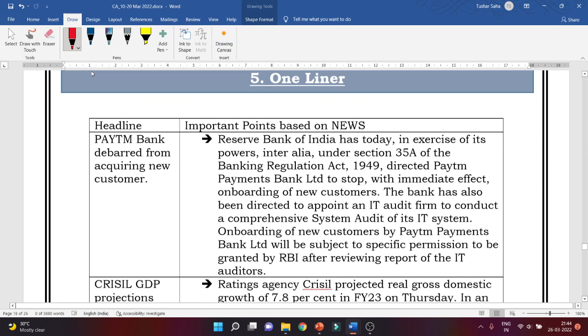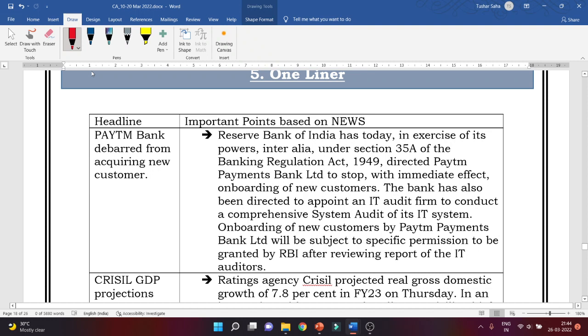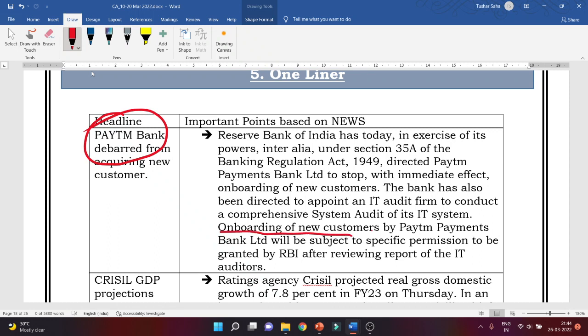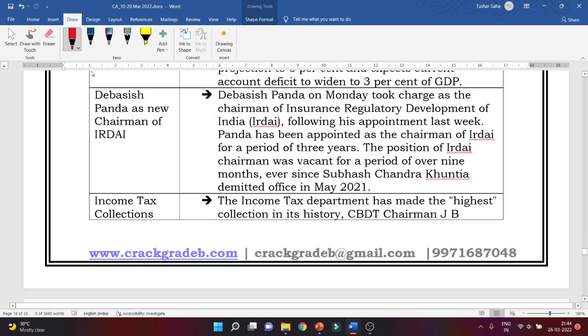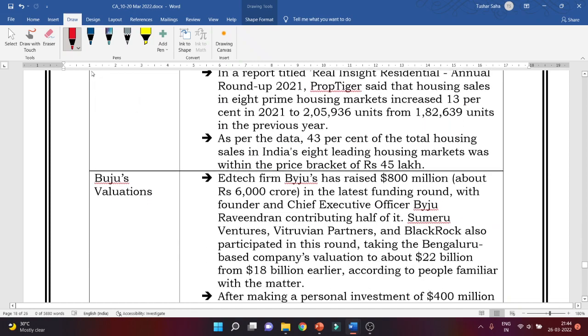One-liners, as you know, we do not discuss, but there are very important points in the one-liners, as in banking. Like, Paytm has been debarred by the RBI from onboarding new customers because it found some errors in its IT system, and RBI issued this guideline under the power drawn from Section 35A of the Banking Regulation Act 1949. So you can go through all these things.